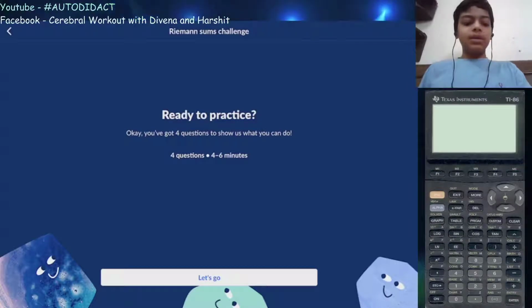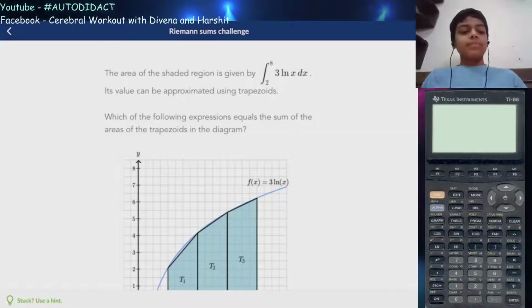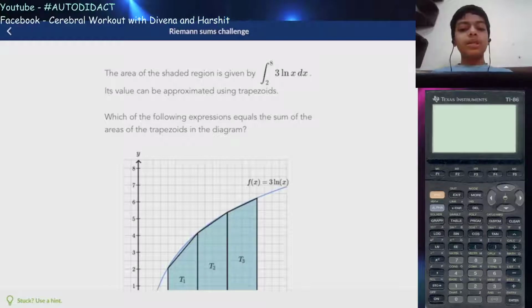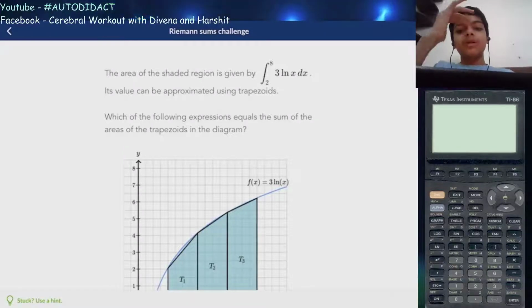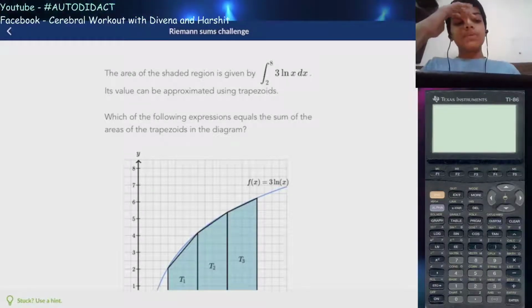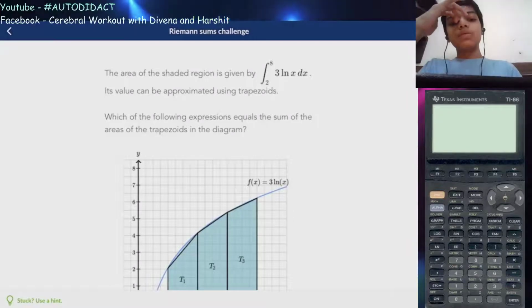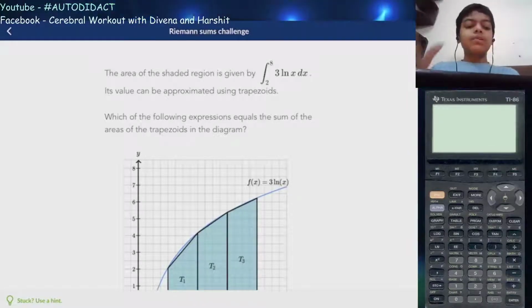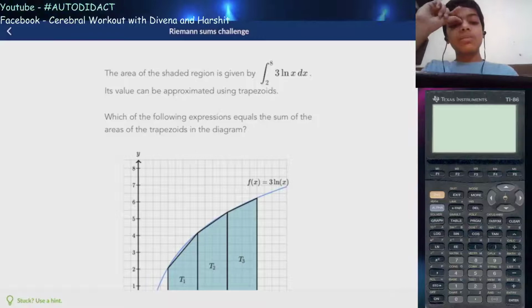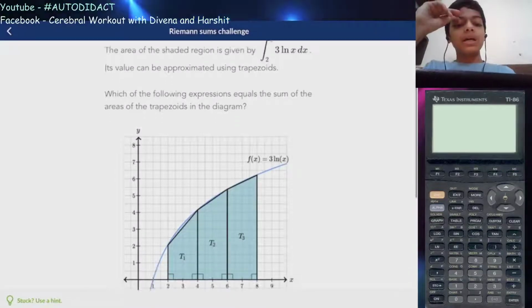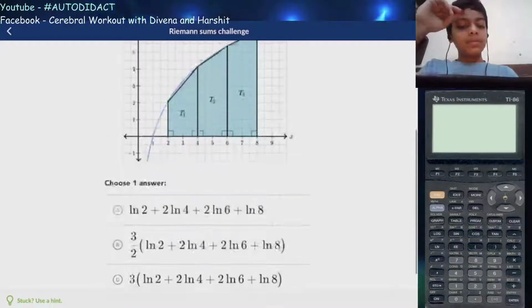So let's start by doing this one. The area of the shaded region is given by the integral of 3 ln of x dx. Its value can be approximated by using trapezoids. Which of the following expressions equals the sum of the areas of the trapezoids in the diagram? Okay, so these are the sums.